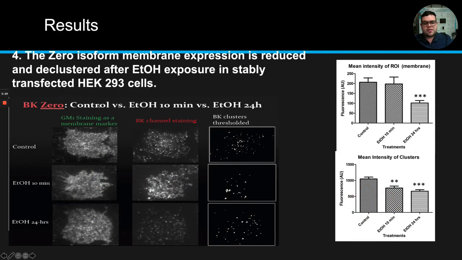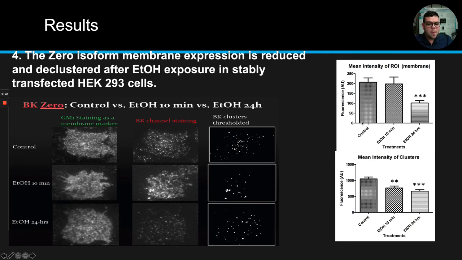For the zero isoform, we see here the membrane expression, and as a result, the expression of the channel is going to be lowered after 10 minutes and 24 hours of exposure, as well as declustering of the channels. In the quantified data, as we see here in the graph, the fluorescence intensity of the membrane shows a lowering after 10 minutes and a significant decrease after 24 hours of exposure.